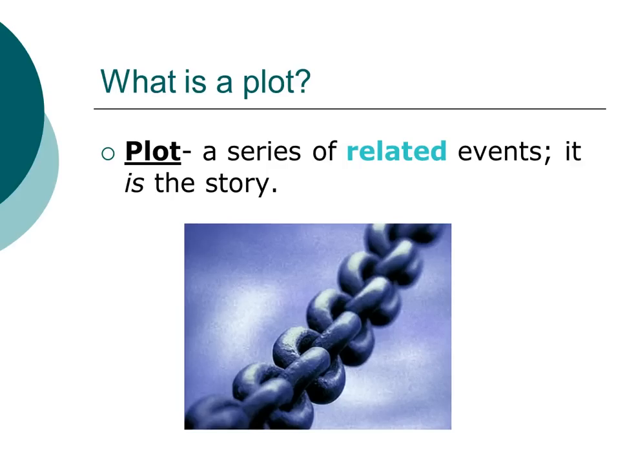For example, if I said, I bought new shoes, I went trick-or-treating, I met someone new, I want to go see this movie. Those are totally disjointed. They don't connect at all, which is why we have the picture of a chain here in the middle. So in a story, the events connect and lead one into the other. So that's the way that you need to think of plot.